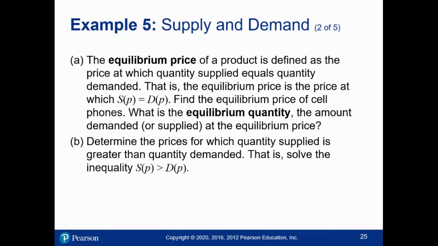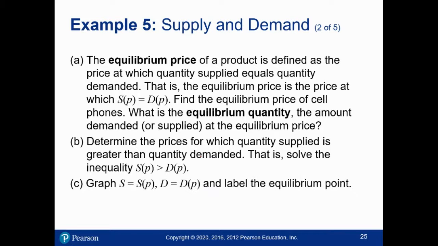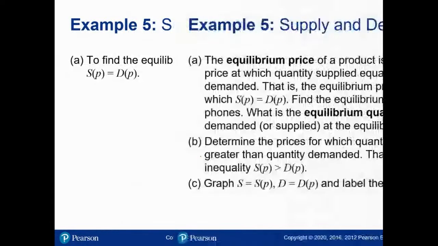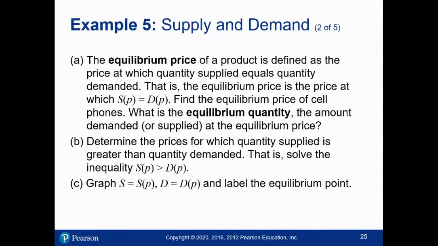Can you determine what prices supply will be bigger than demand? Can you graph the two and label the equilibrium point? So, sorry, here are the three questions. The slides that are provided don't actually put the functions on this page. Find the equilibrium price. Where are the two functions equal? Can you plot them? Can you determine where one is bigger than the other?